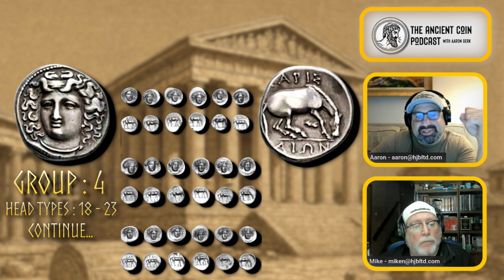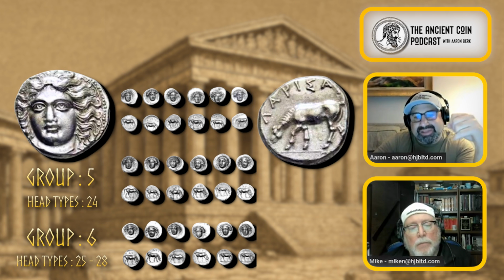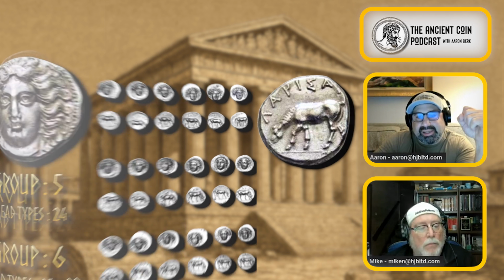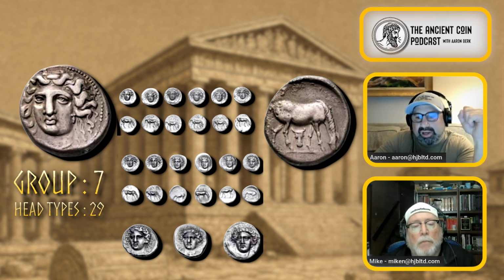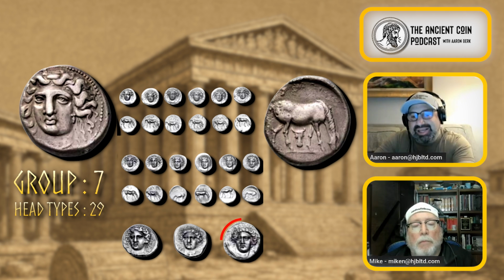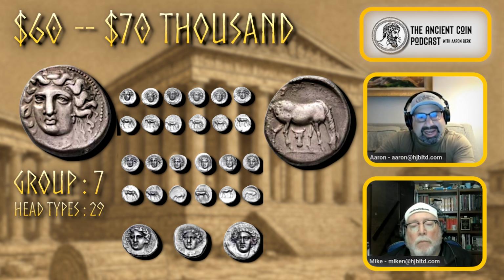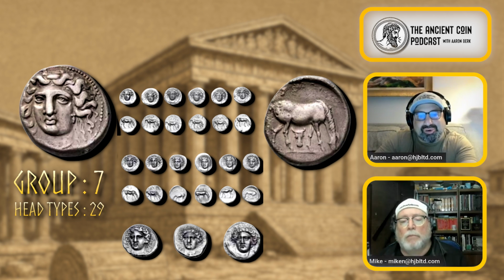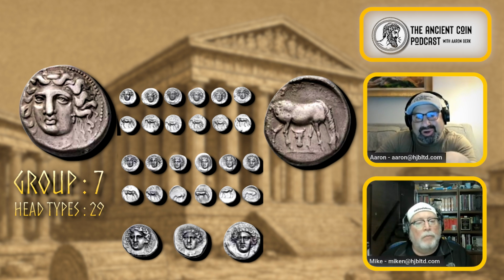Then if we go to the next slide, we are at groups 5 and 6, very short runs. Group 5 only has 1 head type and group 6 only has 3, so smaller groupings as well. Then finally, if you go to the last slide, group 7 only has 1 as well. Right at the end, there's the one on the far right that has her shoulder coming up. That's a spectacular coin. I think that one brought like $60,000 or $70,000 at auction. It's a one of a kind type of coin, and when you look at all of these coins, one like that just sticks out.